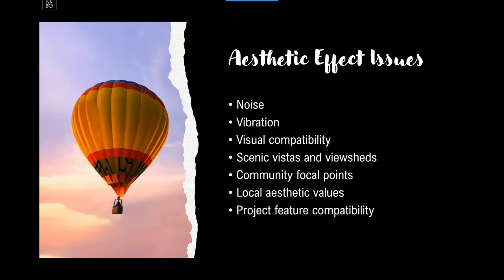Aesthetic effects, we're talking here about noise and vibration, visual compatibility, scenic views, community focal points. Do you have a park that has statues or something that we want to preserve and protect? Then there are local aesthetic values. Let's say we're changing a roadway, are there different light posts or something that is consistent throughout the community that we'll have to replace in order to be consistent with the aesthetic features for that area, and then making sure that those projects are compatible.